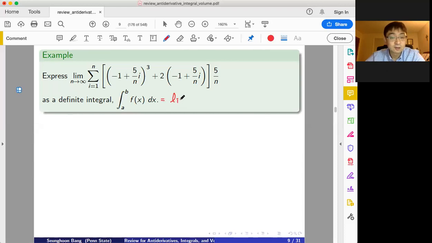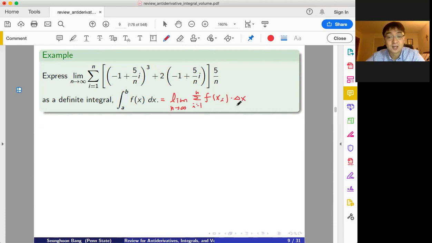So limit as n approaches infinity, we have the summation i equals 1 to n of f of xi times delta x, like this one. You can compare this one. Given the problem, limit of the summation of (-1 + 5i/n) cubed plus 2 times (-1 + 5i/n) times 5/n, with this limit definition.